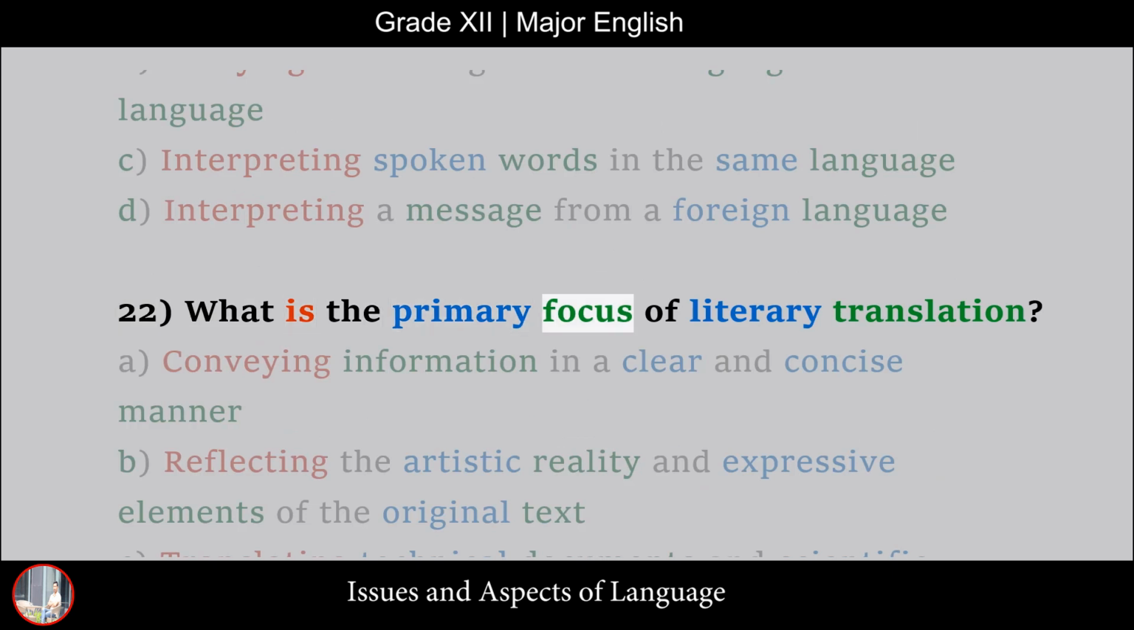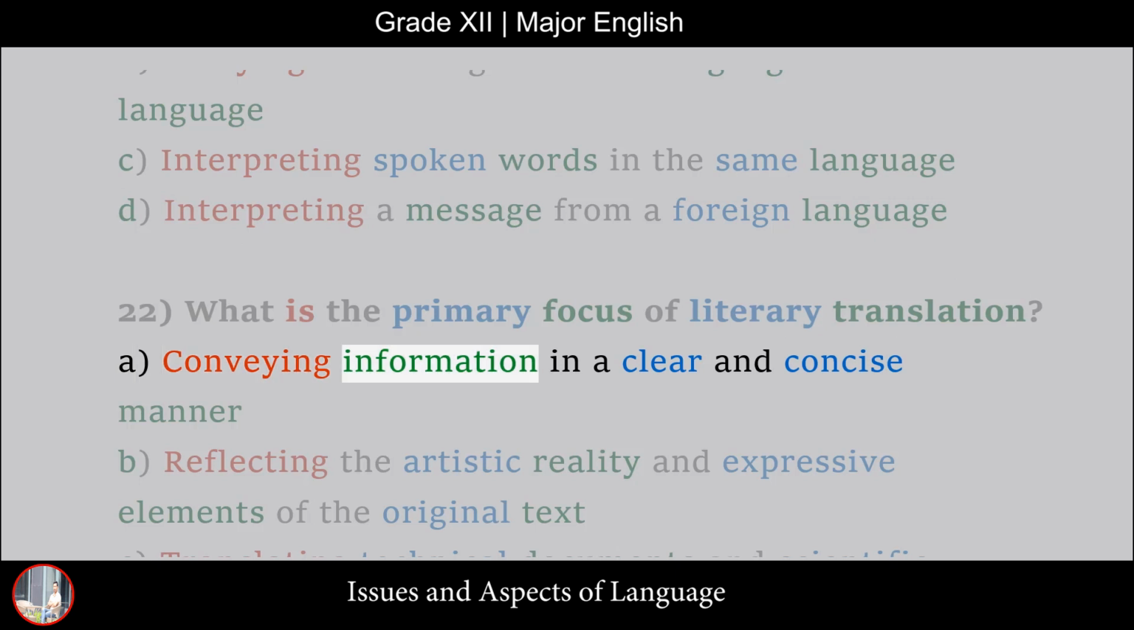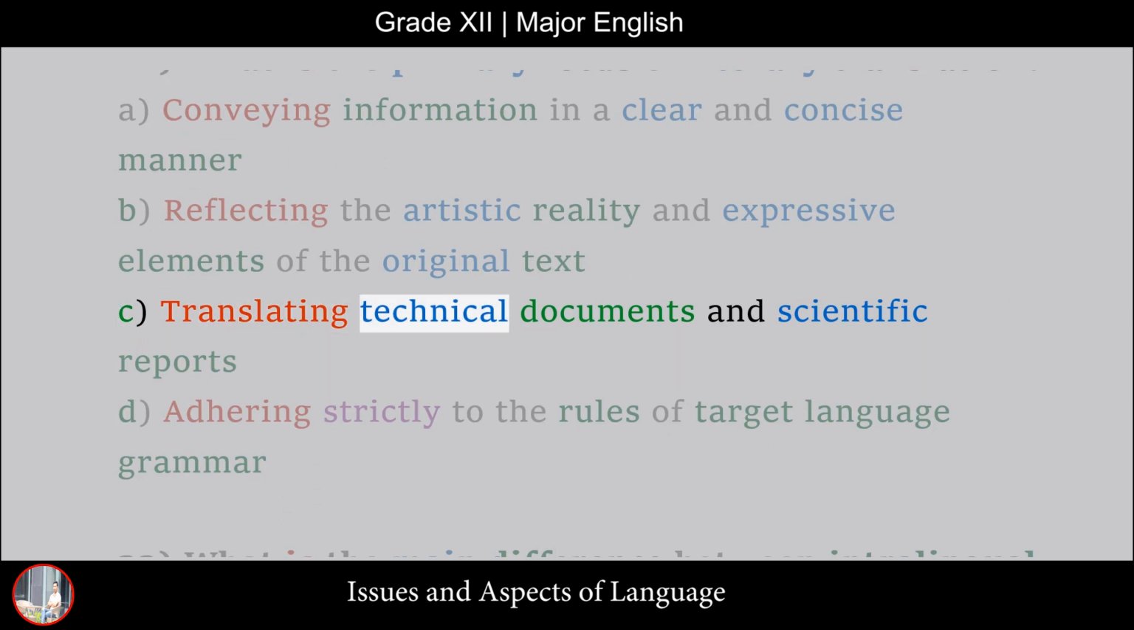22. What is the primary focus of literary translation? A. Conveying information in a clear and concise manner. B. Reflecting the artistic reality and expressive elements of the original text. C. Translating technical documents and scientific reports. D. Adhering strictly to the rules of target language grammar.